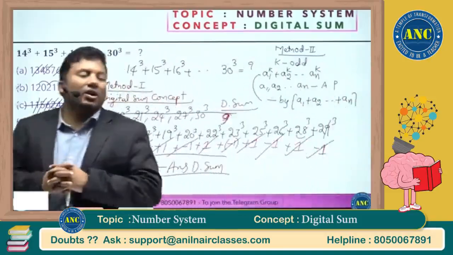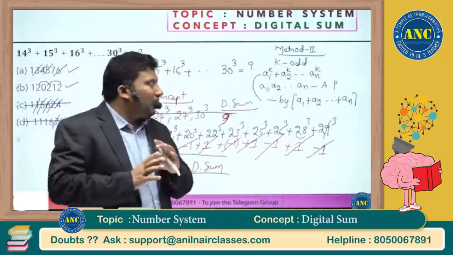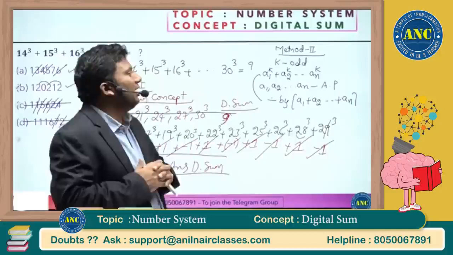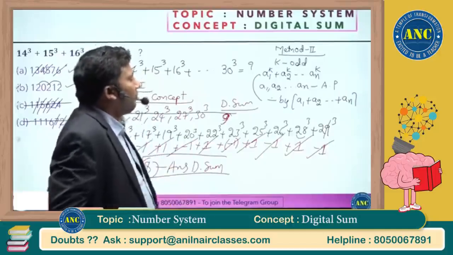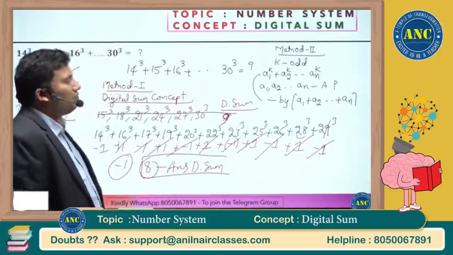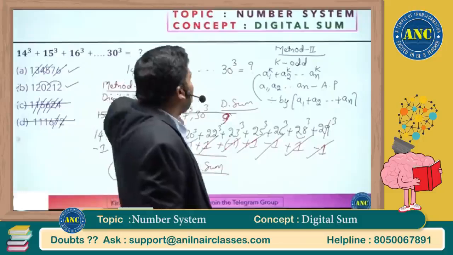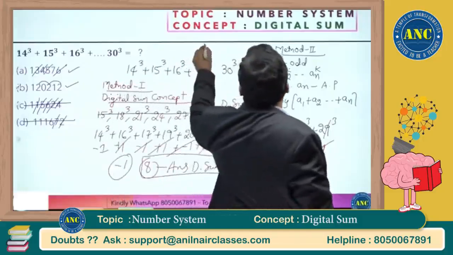If the power k is an odd number, a1 power k plus a2 power k plus and so on up to an power k is always divisible by a1 plus a2 and so on up to an. This is a very beautiful concept, sir.